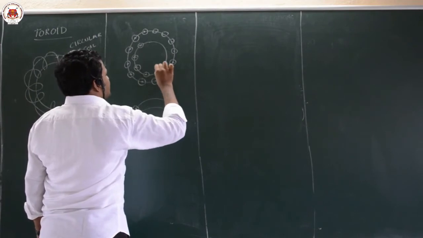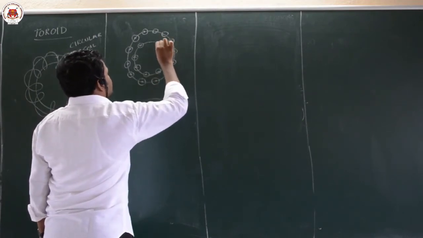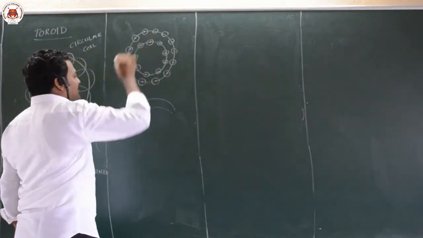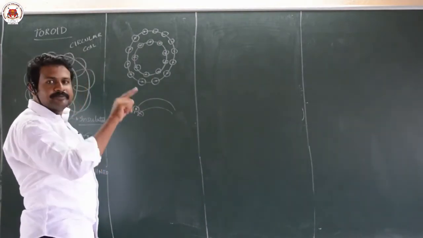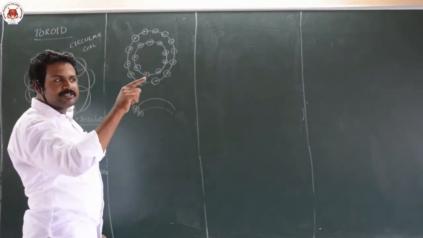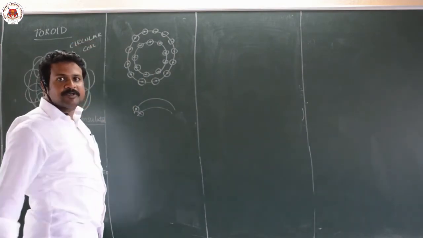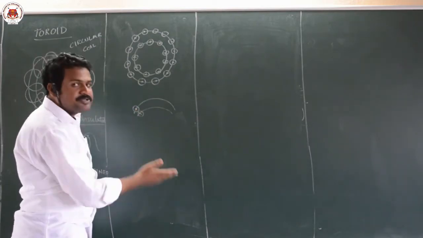Whether these two currents are equal or not, let's think properly. Equal only, because what current enters out, the same current enters in. This is a coil. What current is coming at this point, the same current is leaving at this point. So the same current I is outwards, the same current I is inwards.